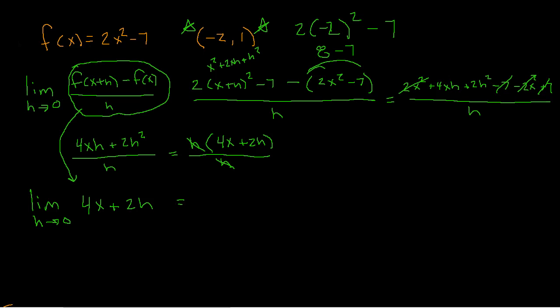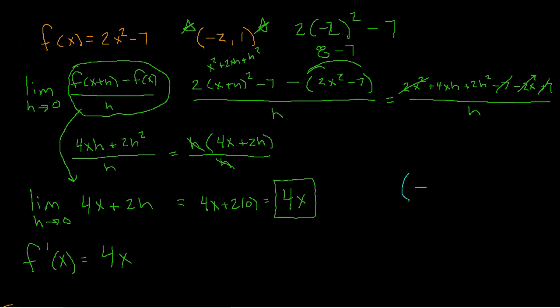Now when I plug 0 in for h, I get 4x plus 2 times 0. Well, that's just 4x. So there is my derivative. The derivative of my function is 4x. All right, so what do I need to write the equation of the tangent line?